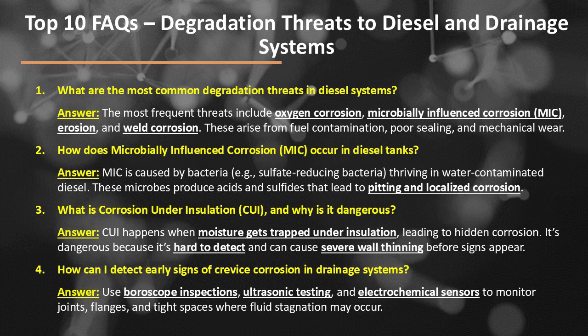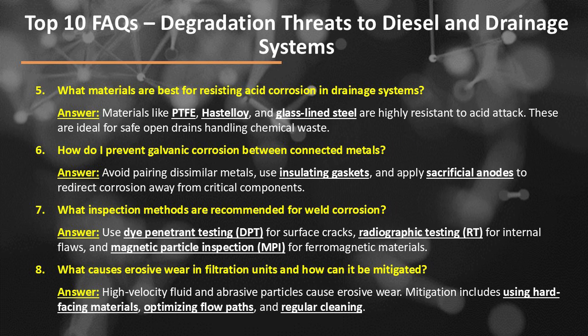Question number 4. How can I detect early signs of crevice corrosion in drainage systems? The answer is, use borescope inspections, ultrasonic testing, and electrochemical sensors to monitor joints, flanges, and tight spaces where fluid stagnation may occur.